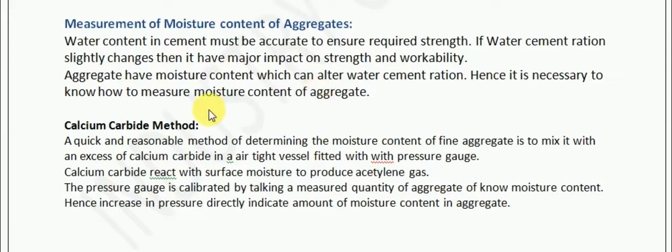Now let us understand a very quick process, which is the calcium carbide method. When you will be at site and practicing civil engineering, this method can provide you with the results in a few minutes. Now let us understand this method and remember it for a long time. A quick and reasonable method for determining the moisture content of fine aggregate.